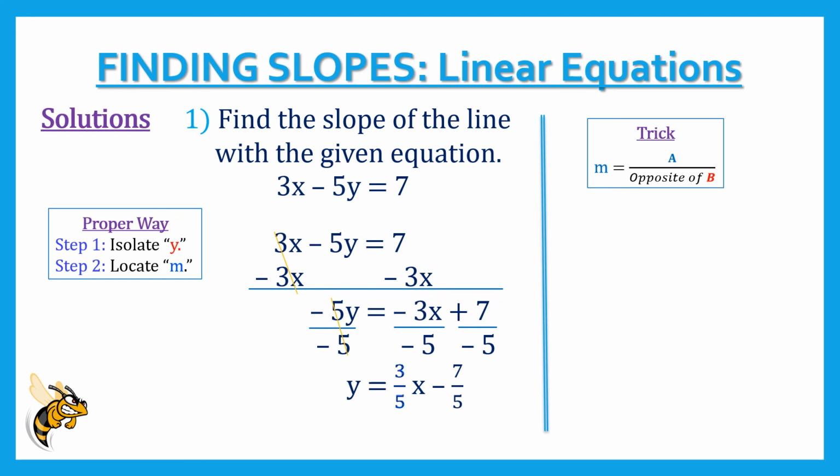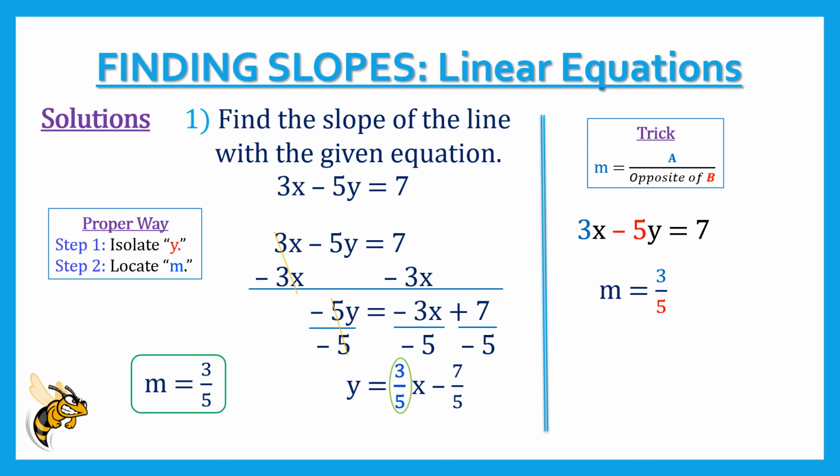Now that y is isolated, we can find the coefficient of x. So the slope is equal to 3 over 5. If we use the trick and we color coordinate, A is 3 and B is negative 5. So therefore it's 3 over the opposite of negative 5, which is 5. So therefore m is equal to 3 over 5, which is exactly the same.